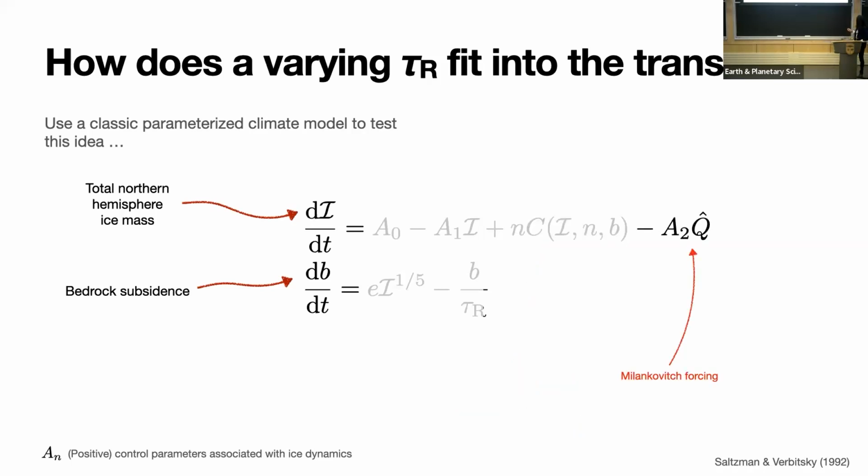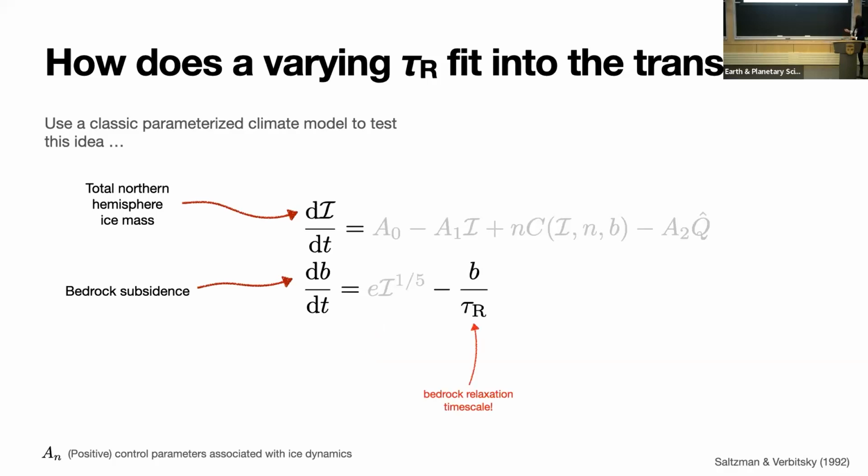And then we have our Milankovitch forcing. And so this is coupled to the bedrock subsidence. So again, how much we subside depends on the ice mass itself. Actually, it's the ice height in this equation. So there's this strange mapping.